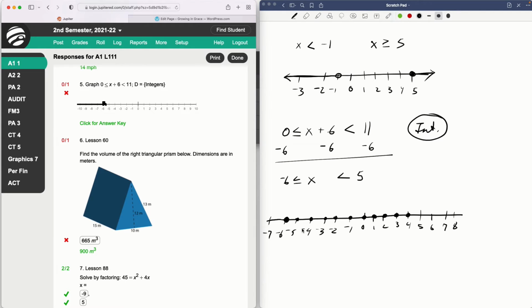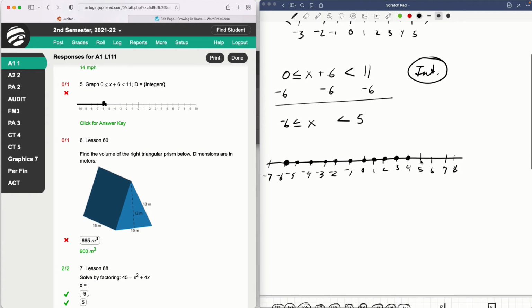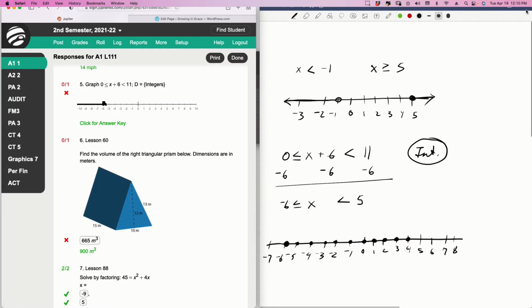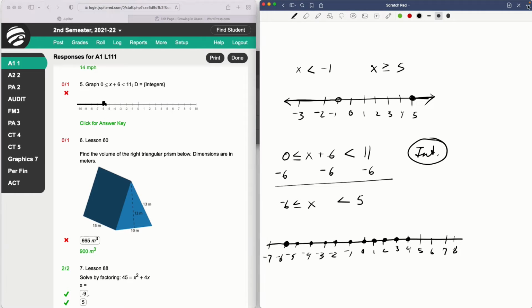So that one wasn't terrible. And you got to this point, I think you got confused as to how to graph the integers bit, or you didn't see that. So anyway, let me clear this, and we'll look at the next one.